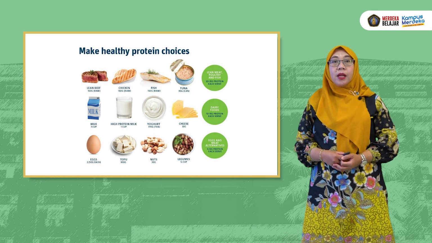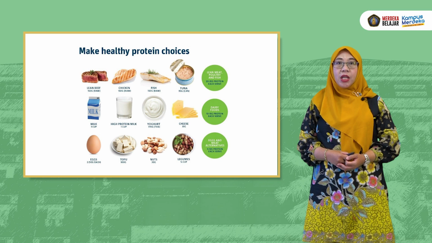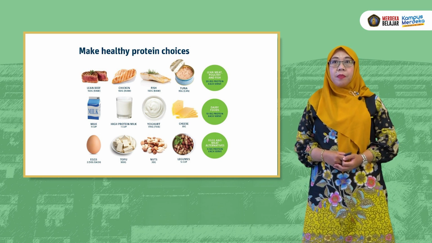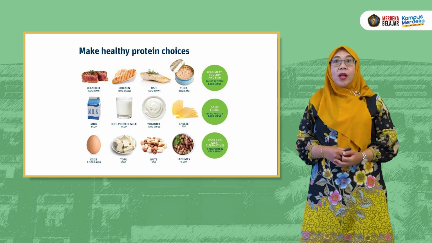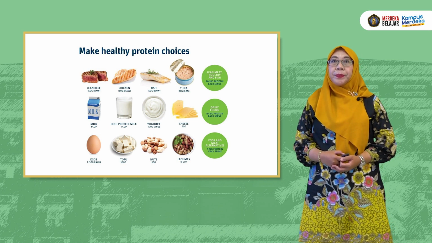These are foods that contain proteins: from animal sources like beef, chicken, fish, tuna, milk, cheese, and eggs, while proteins from plants are tofu, nuts, and legumes.